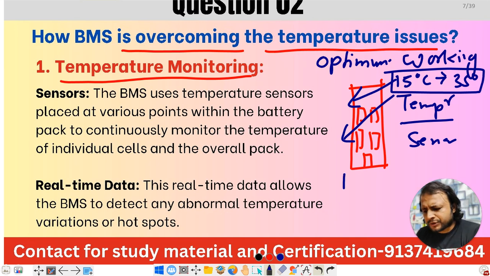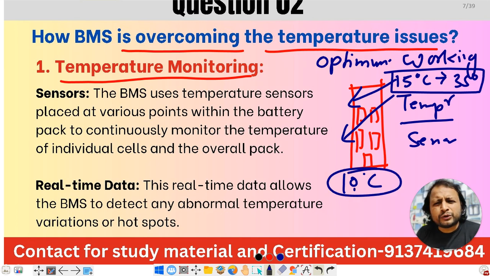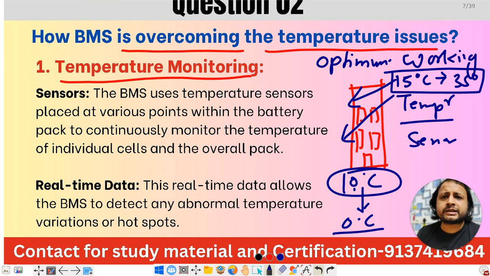Suppose if it is 10 degrees centigrade sometimes, that is okay for some time. But if it is for a long time, 10 degrees centigrade or below 10 degrees, suppose it is near 0 degrees centigrade, we are operating in Leh and Ladakh, a very cold region of this planet. So what will happen? We need a certain heating system.